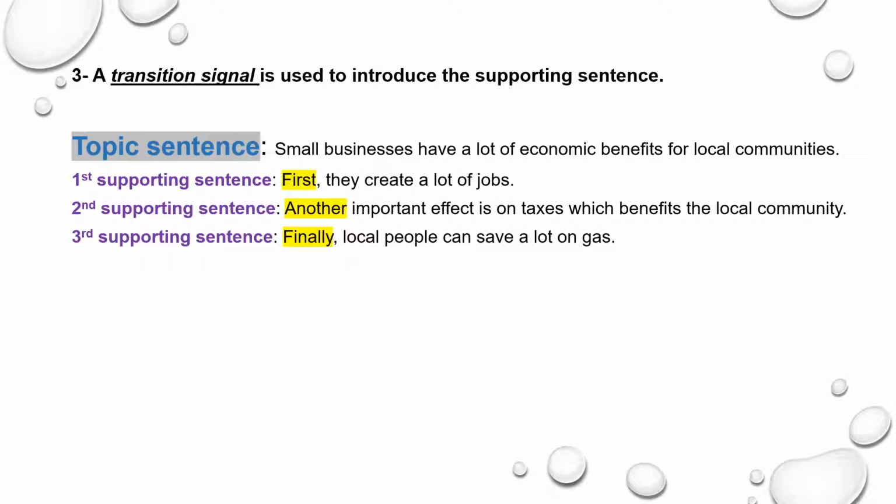Second supporting sentence, another important effect is on taxes, which benefits the local community. So as soon as I see the word another, I know this is going to be the second point I'm going to read. And the third supporting sentence, finally, local people can save a lot on gas. So I see the transition signal finally, and I can predict, I expect this one to be the last point. So these are the three very important points to keep in mind while writing a good supporting sentence.